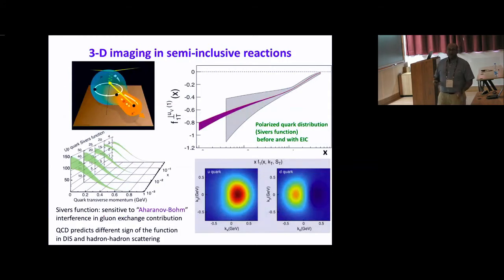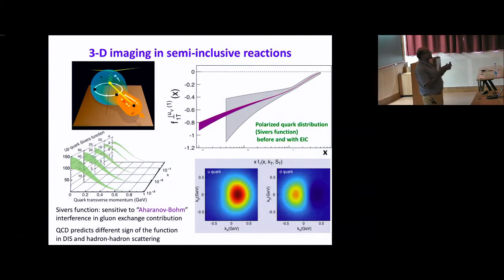The other is that we can do 3D imaging. So just like you do nuclear magnetic resonance tomography, NMR, you can ask these questions in QCD. And here's a plot of the Sivers function that I mentioned, which is, if you look at quarks inside a proton that's polarized this way or the opposite way, the difference of that distribution. That's something called the Sivers function.